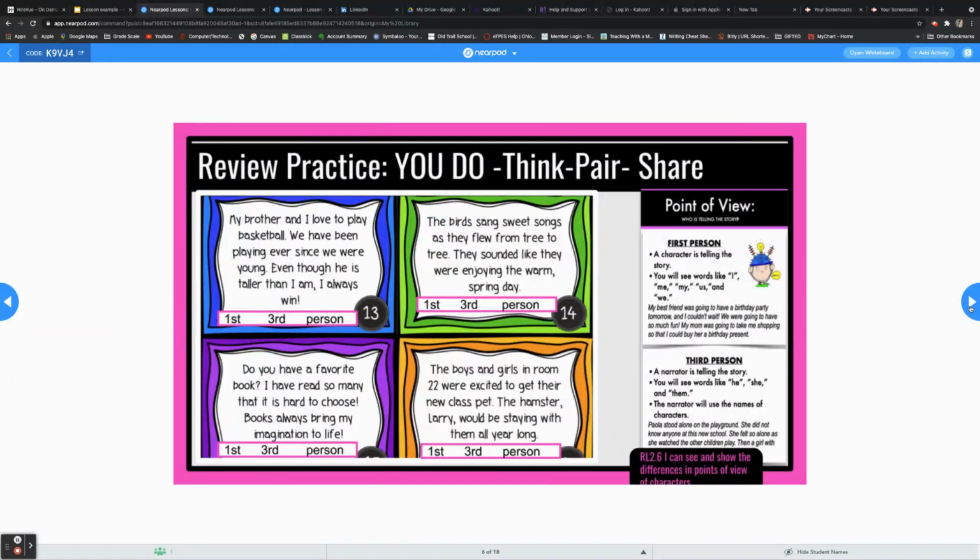Okay, so the next one is review practice, you do. Think, pair, and share. So I grouped them into pairs this time. So once they did bigger groups, maybe groups of 5, now we're down to 2. And this time I'm going to set it up so that it is homogeneous groups, kiddos that can work at the same pace.